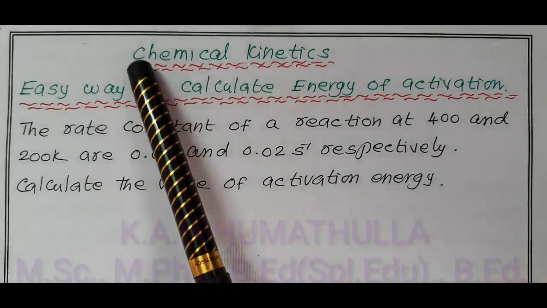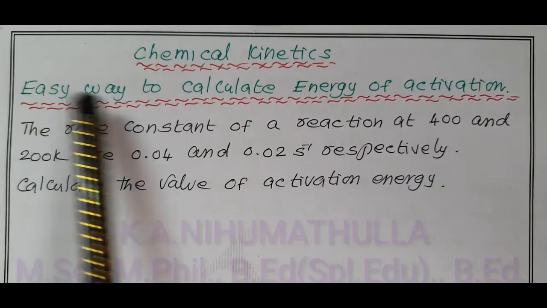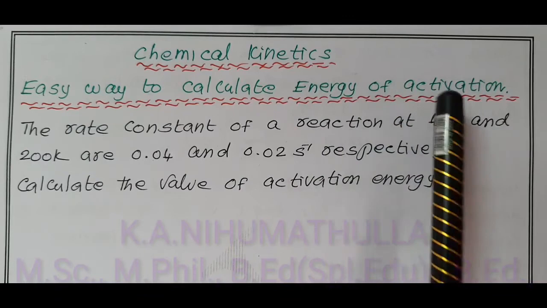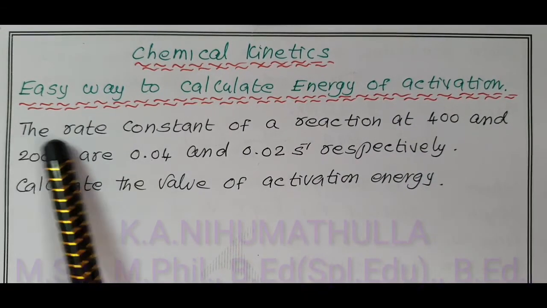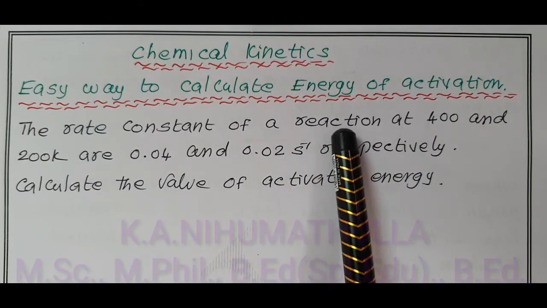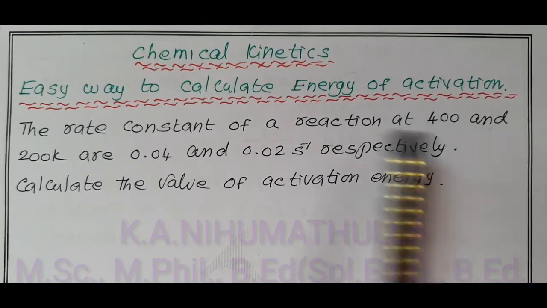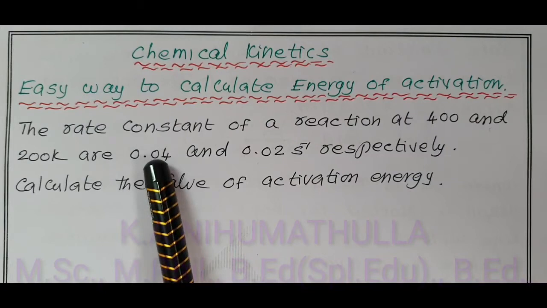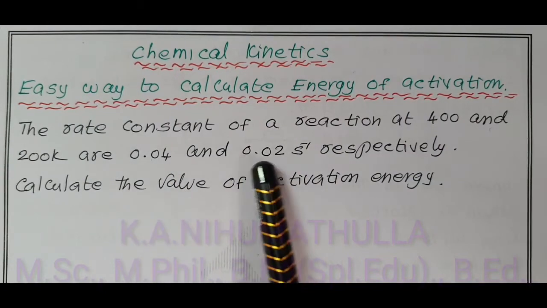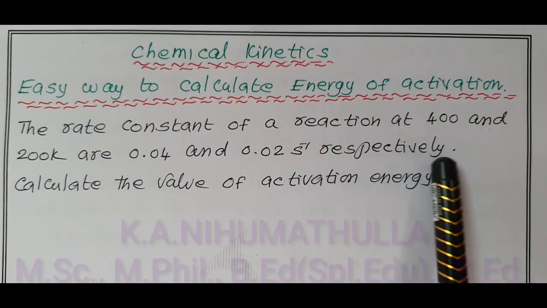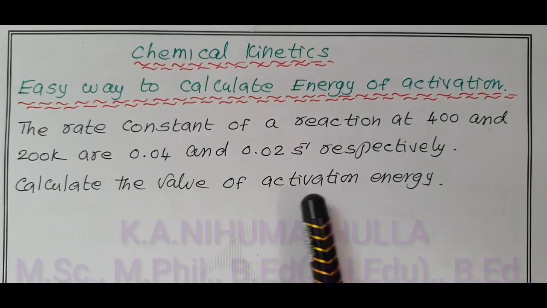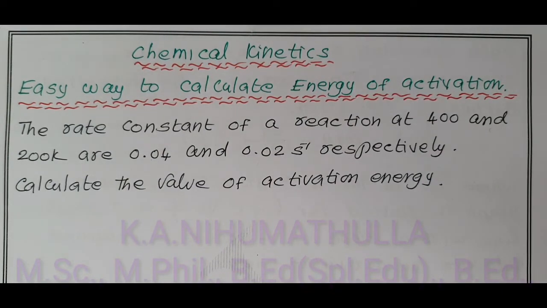Chemical kinetics. Easy way to calculate the energy of activation, Ea value. The rate constants of a reaction at 400 and 200 Kelvin are 0.04 and 0.02 second power minus 1 respectively. Calculate the value of activation energy.